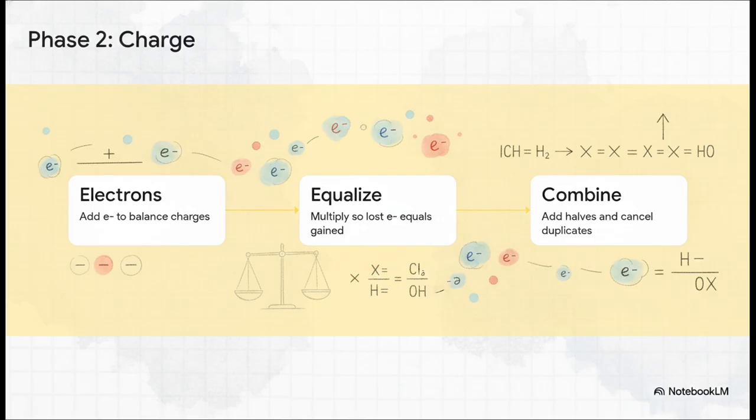Step 2 is absolutely crucial. The number of electrons lost in the oxidation half must perfectly equal the number gained in the reduction half. You'll often have to multiply one or both entire equations by a coefficient just to make those electron numbers match. Finally, step 3, you triumphantly recombine the two halves back into one clean equation, canceling out the electrons and any of those duplicate waters or protons that pop up on opposite sides.